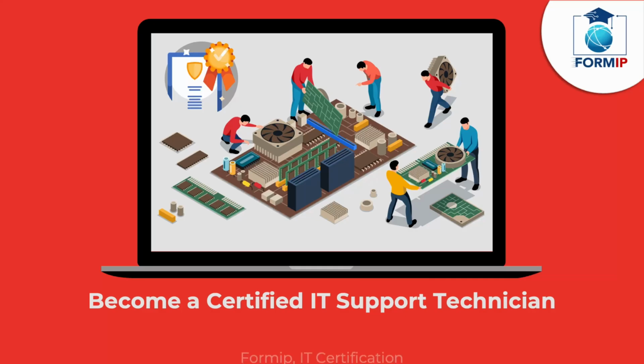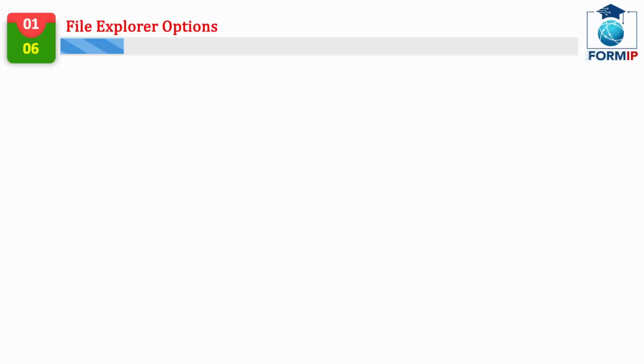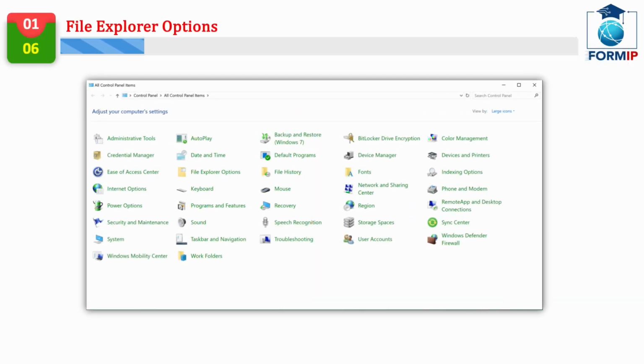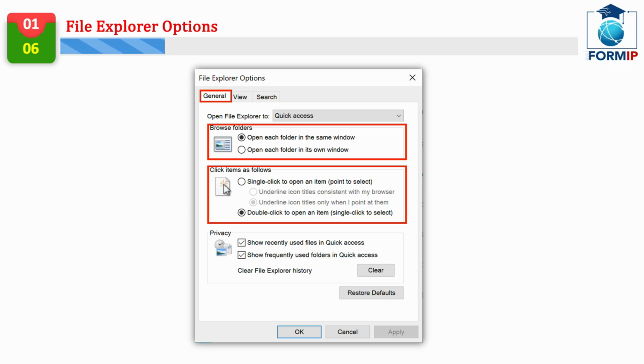In this new course, we're going to continue with the different tools present in the control panel, and we start first with the File Explorer options. This menu can be launched directly from the control panel. Simply use the icon view mode and click on File Explorer options. The first tab, which is the General menu, gives the possibility to customize several general options. For example, you can choose to open a new folder in the same window, or in a different window. It is even possible to configure an option to launch a folder with a single click instead of the usual double click.